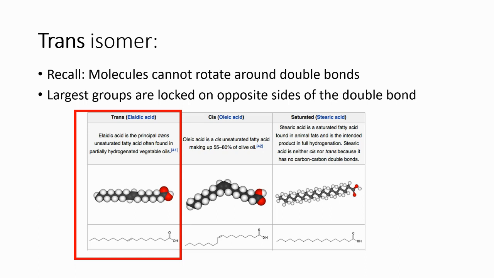Okay, and then last time we talked about saturated hydrocarbons where they don't have any double bonds or triple bonds. They just have all hydrogens. That's a saturated hydrocarbon.